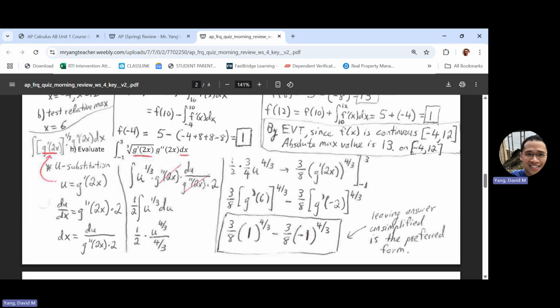G prime of 6 is 1. G prime of -2 is also -1. You can leave your answer in this form. That's fine, as long as you get everything down to a numeric value. And on the AP exam as well, leaving the answer unsimplified is the preferred form, because first off, you save time. And second, if you make a mistake cleaning up, then they may take a point off for that when you could have just earned full credit by leaving your answer unsimplified.